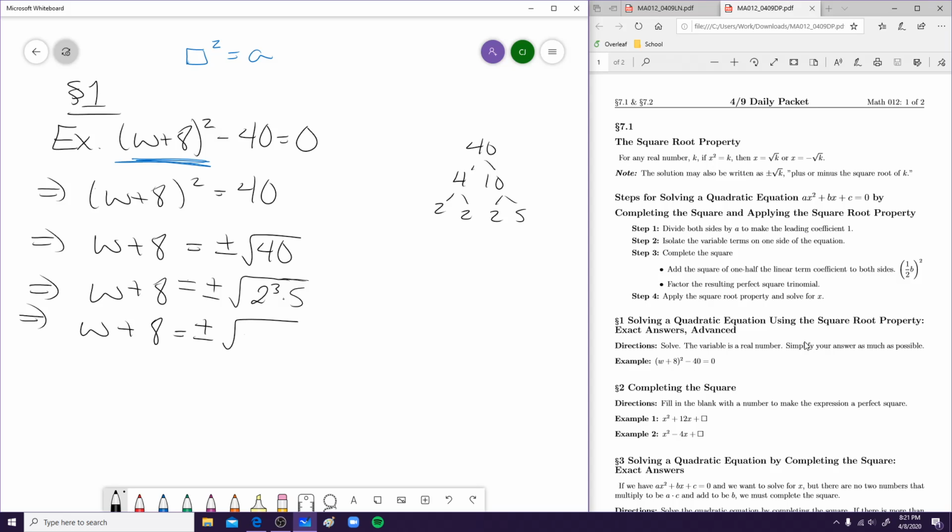This can be rewritten as 2 squared times 2 times 5. Right? Because 2 squared times 2 has the same base, so I can add the exponents, 2 plus 1. So this is still 2 cubed, just rewritten differently. So when I simplify this, this becomes plus or minus. If we use the multiplication property, the square root of 2 squared is 2, and I'm left with the square root of 2 times 5.